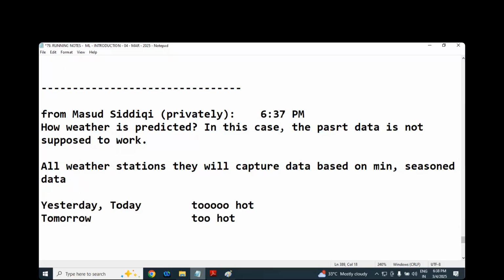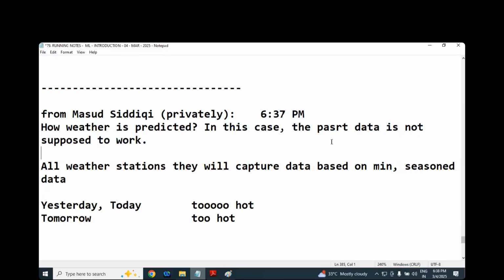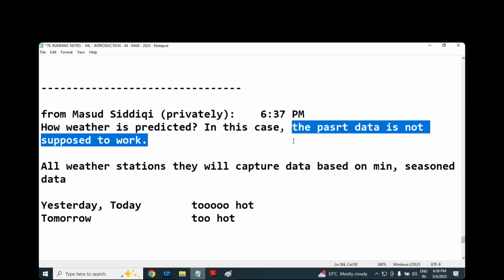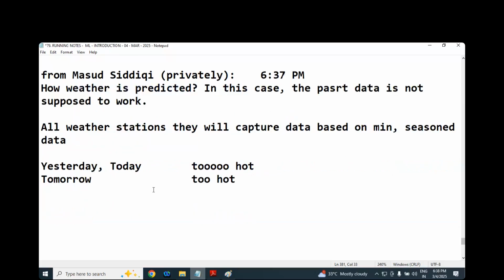Can I get a response? Being a human, we would have only the last two days of data. We are talking about more. Think about a machine learning algorithm. It will do the right prediction, right? It will do the prediction based on data. In this case, the past data is supposed to work. What does it mean? It will use that past data to do the prediction for future data.